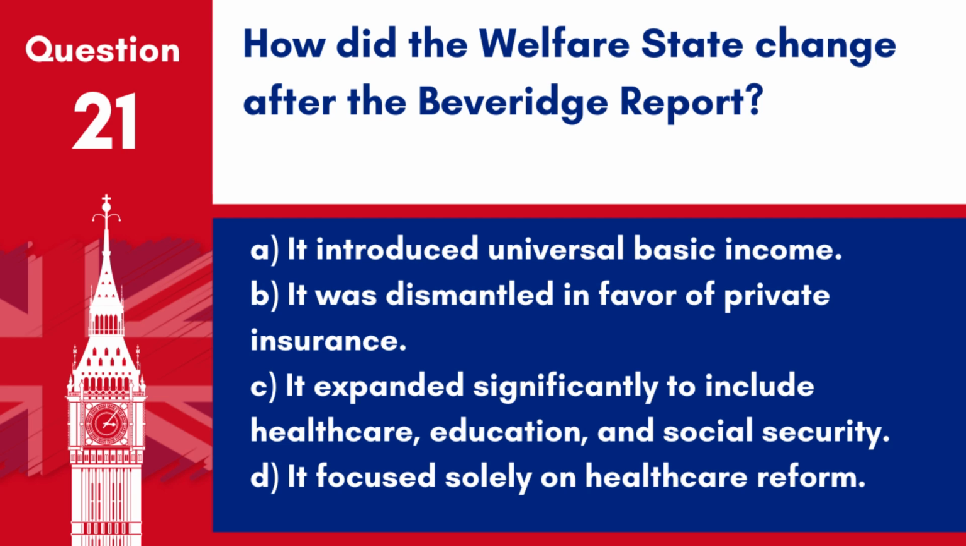It was dismantled in favor of private insurance. C. It expanded significantly to include healthcare, education, and social security. D. It focused solely on healthcare reform. Answer: C. It expanded significantly to include healthcare, education, and social security. The Beveridge Report led to major reforms in social insurance and welfare, laying the foundations for the modern welfare state.